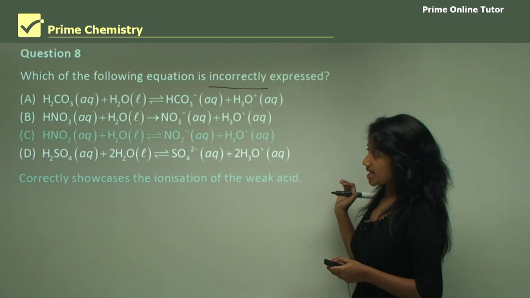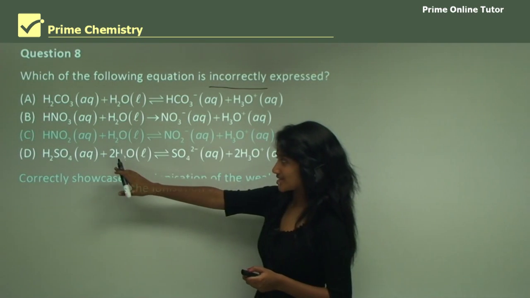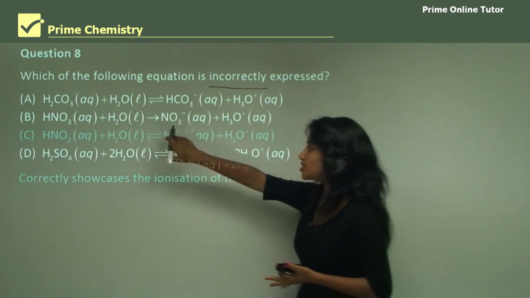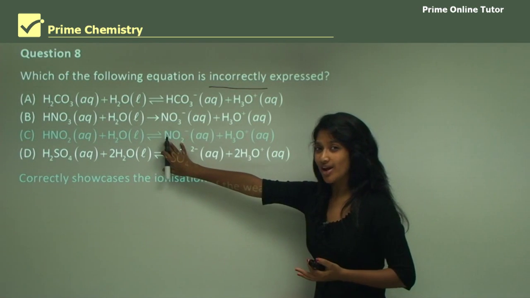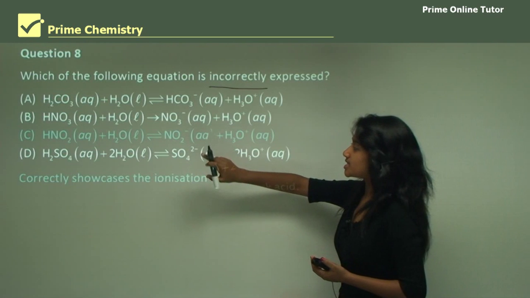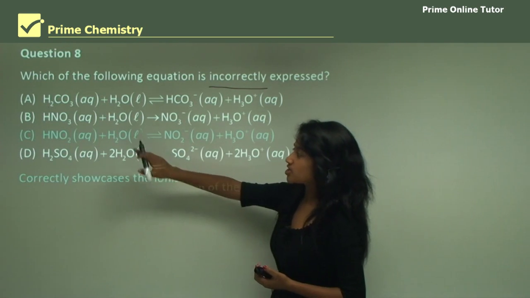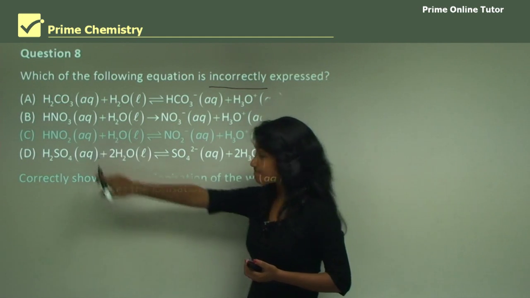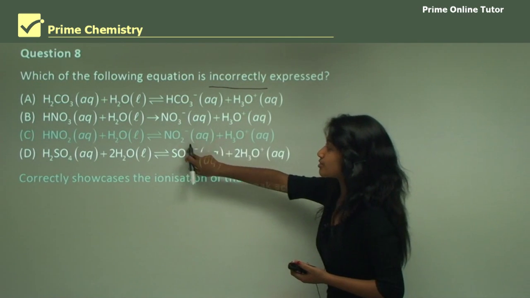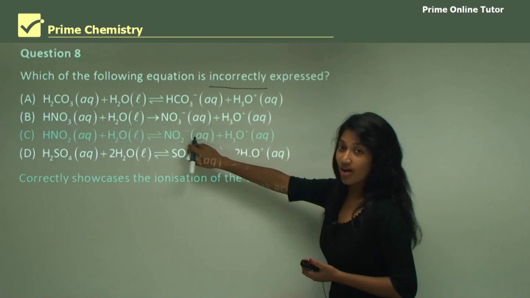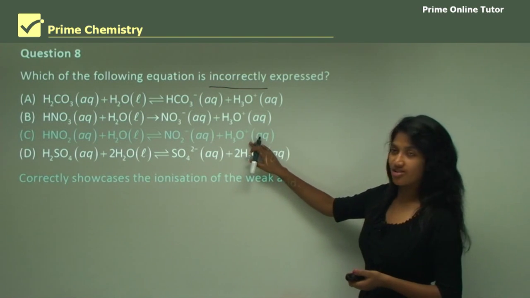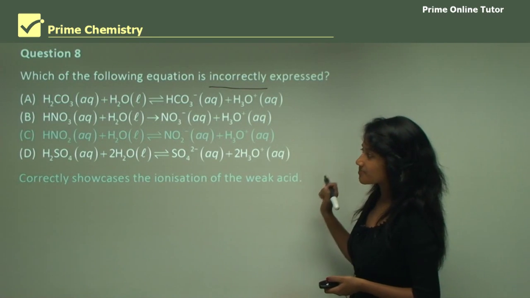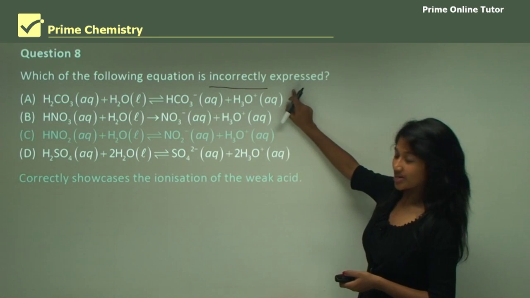Now option C has nitrous acid reacting with water. Now nitrous acid is a weak acid, so the equilibrium reaction here is correct. And this is the first ionization because it's the only ionization, because it's a monoprotic acid. So we have NO2 minus, which is the nitrite anion, and also a hydronium ion produced. So clearly option C is very correct, making it incorrect for the question.